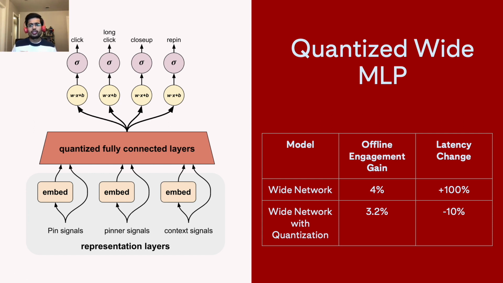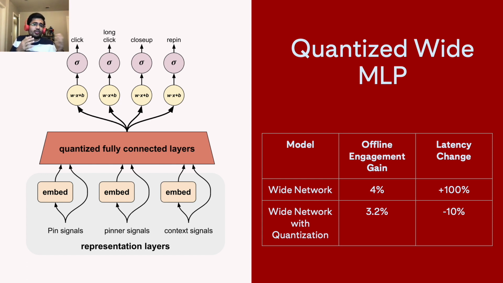The table on the left shows the benefits of quantization. The first row shows a model without quantization, which leads to about a 100% increase in latency and a 4.4% gain in offline metrics. The quantized model is able to maintain most of this engagement gain with a very small drop, but not only matches the latency of the production model, it leads to a 10% reduction as well.